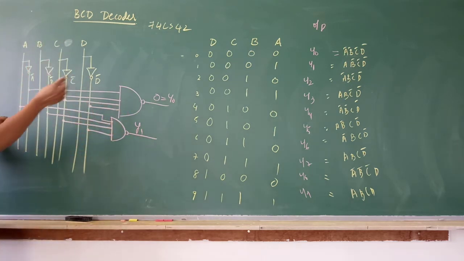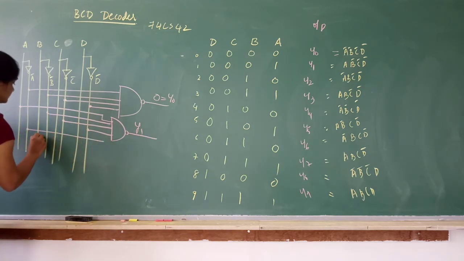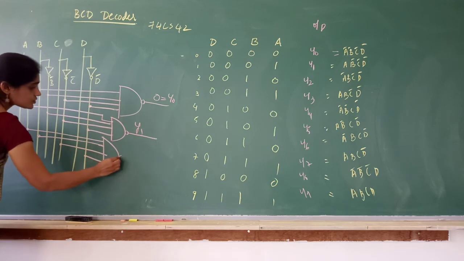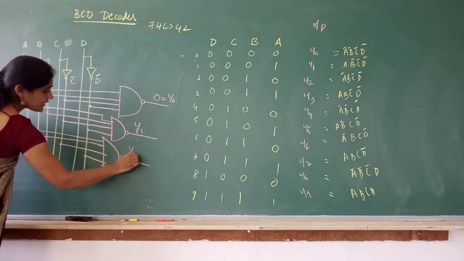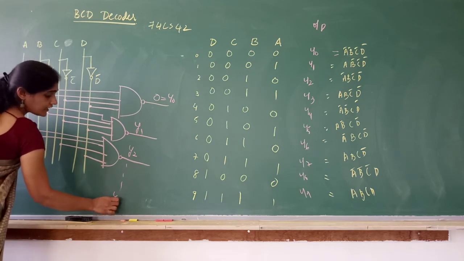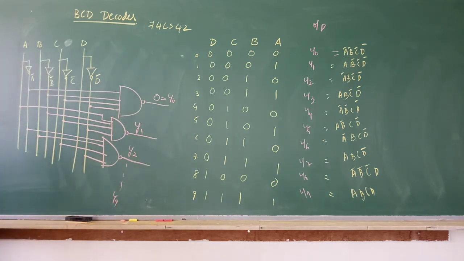Okay. Similarly for Y2, it is A bar, B, C bar, D bar. Give this to another NAND gate, and this will be Y2. Same way you can write till Y9. Same way you can complete the circuit diagram.